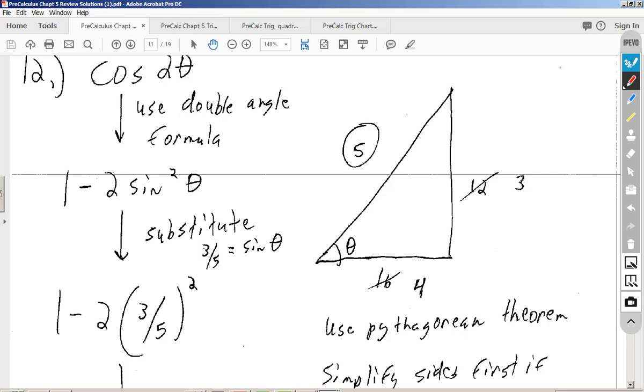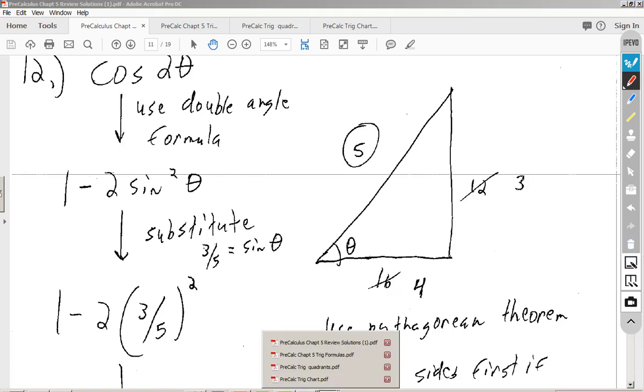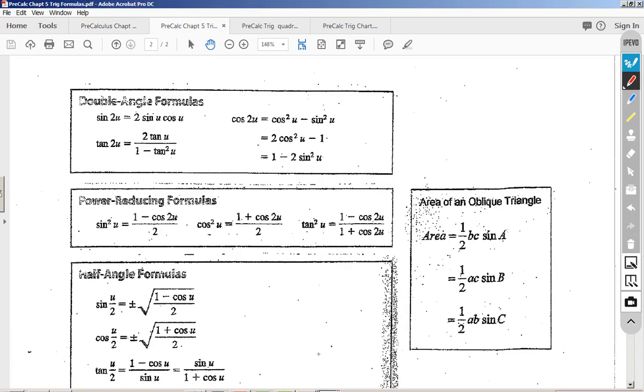Now the reason why I had to find my other side is because for the cosine of 2 theta, I have to use a double angle formula. It doesn't matter which one I use. There are 3 of them. If you look at your formula sheet, you're going to see that there are 3 formulas I can choose from. It doesn't matter which one I choose. All 3 of them will give you the exact same answer. I just decided to choose the 3rd one. So this is the one I'm going to use, right here, 1 minus 2 sine squared of u. That's the formula I'm going to use to find the cosine of 2 theta.